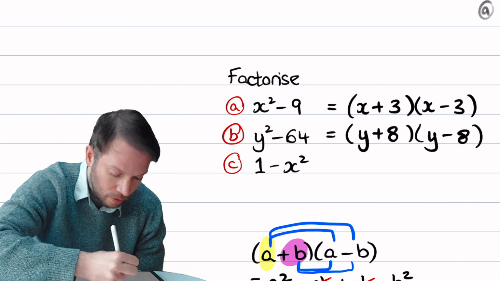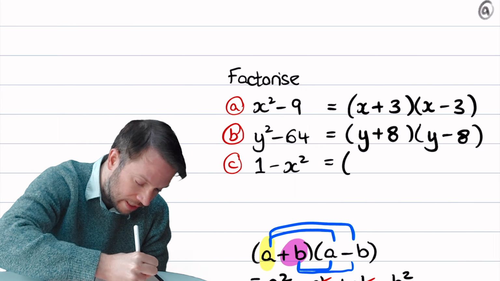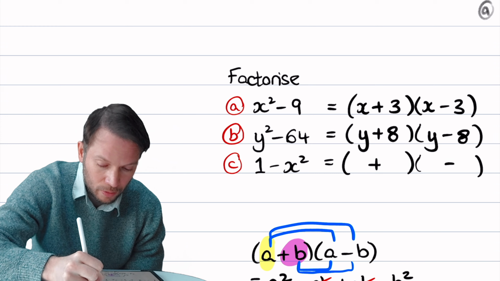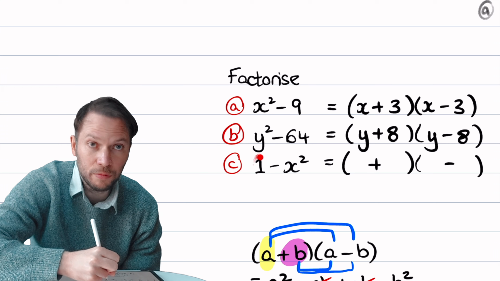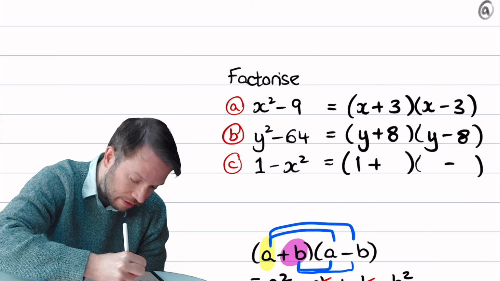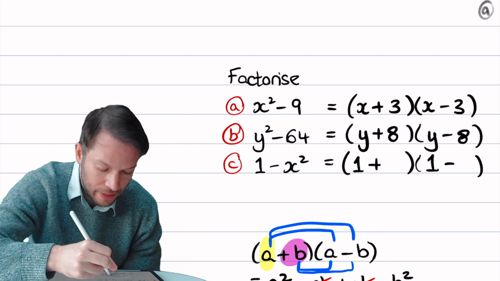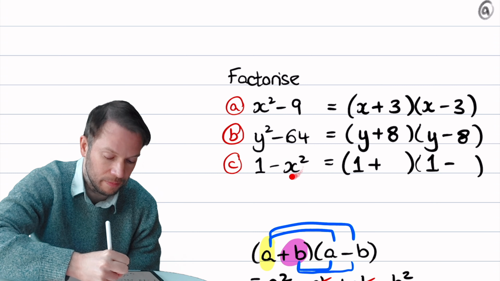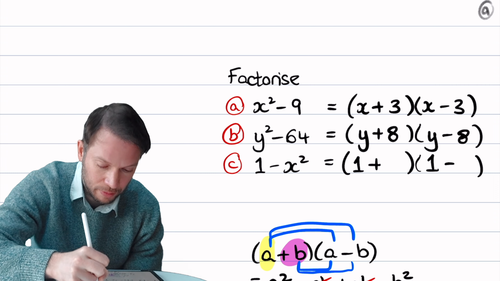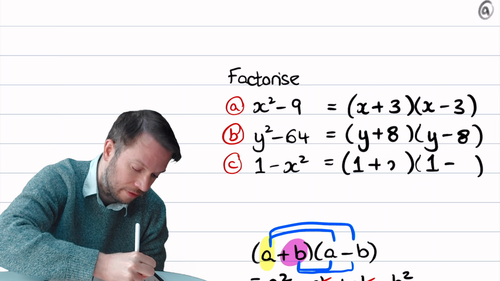And then finally, the 1 minus x squared, two brackets. Plus in the middle of one, minus in the middle of the other. We do the square root of the first thing first. What's the square root of 1? Well, it's 1. So you put 1 as the first thing in each bracket. And then what's the square root of the second term? What's the square root of x squared? Well, the square root cancels out the squared, so you're just left with x. So x is the second thing in each bracket.